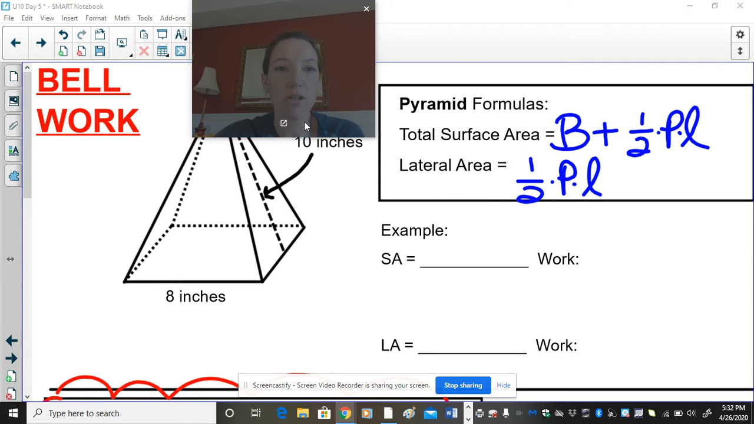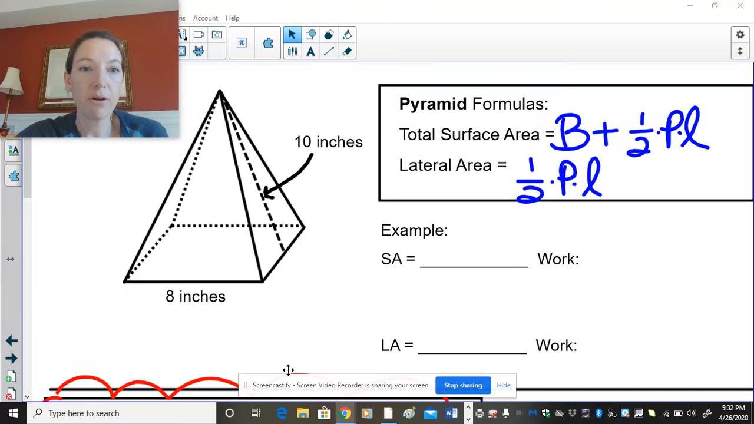So in this particular pyramid, the lateral area would not include this bottom square. So really, if you calculate surface area and lateral area, you are expecting that the lateral area is going to be less than the total surface area. Okay, so let's just get right to it.